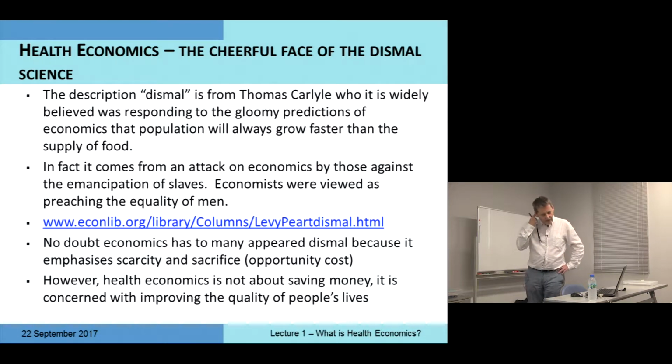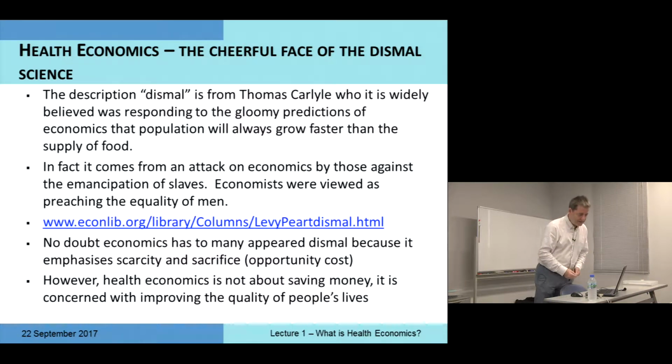However, I can also see why people were very ready to accept that economics might be the dismal science, because economists are always emphasizing scarcity. We've got limited resources. Economists are always emphasizing opportunity cost. If we do this, we can't do that. So economists are always emphasizing sacrifice. And, well, while we're all aware of it, maybe we don't want that to be pushed in our face all the time.